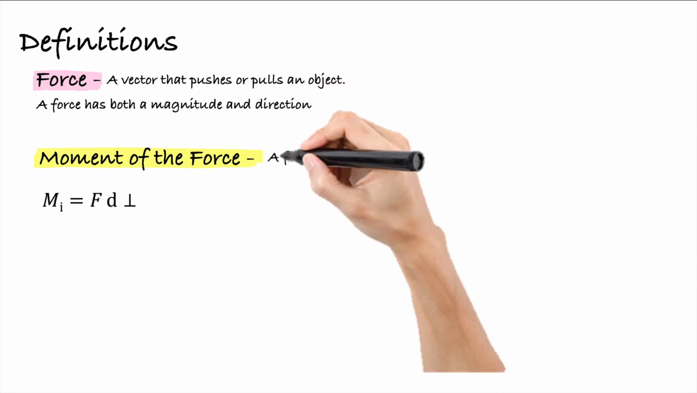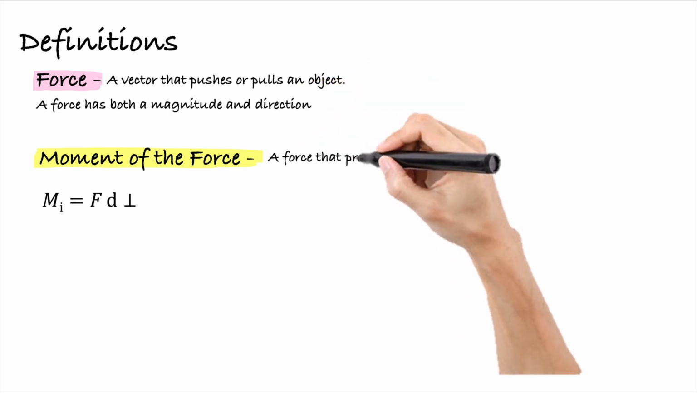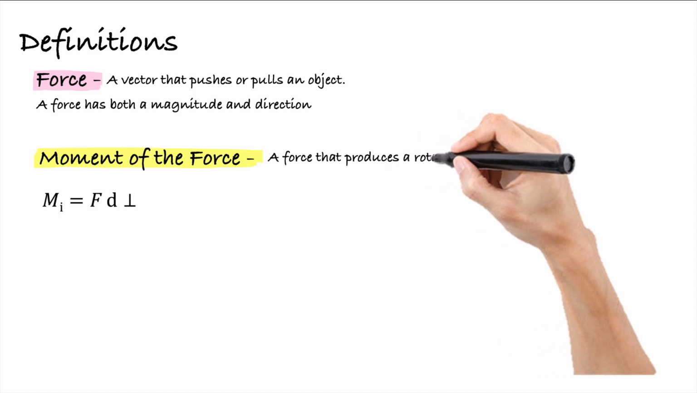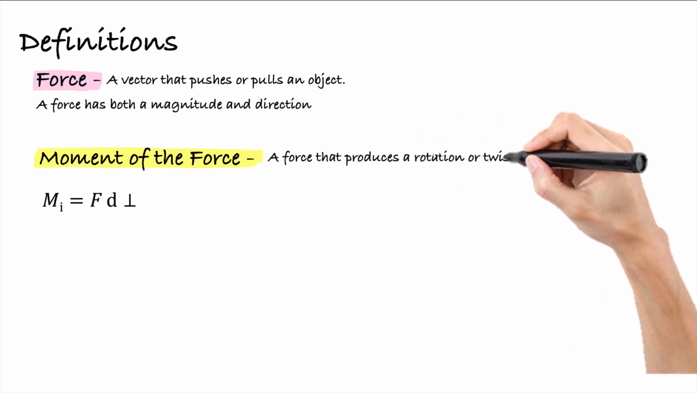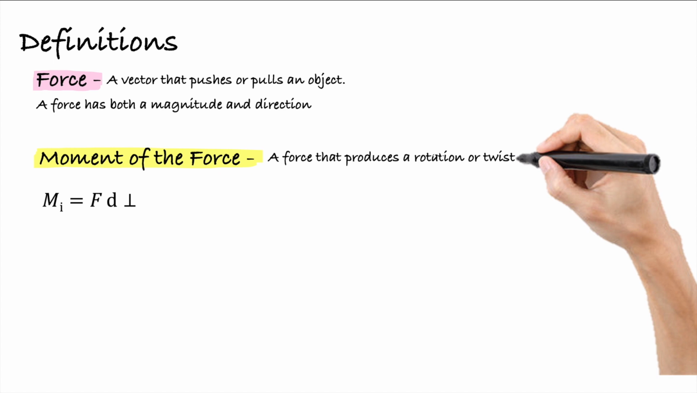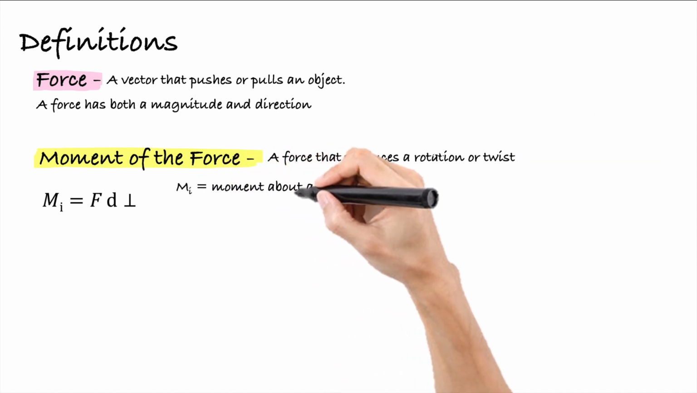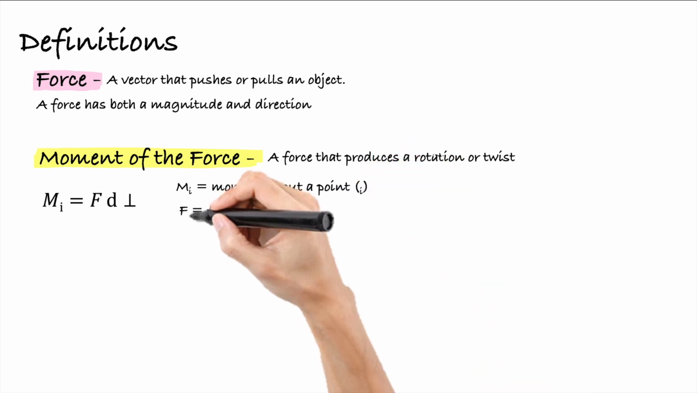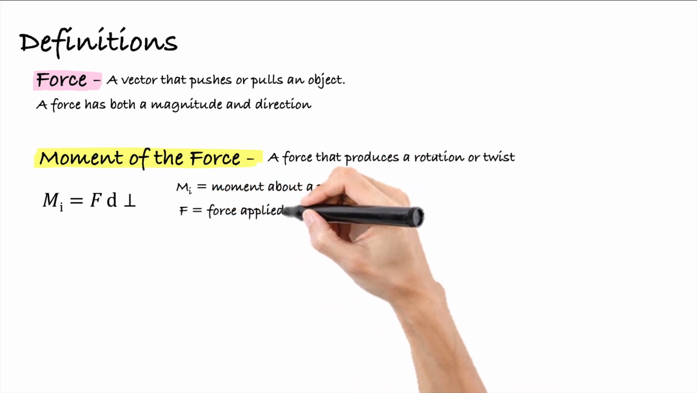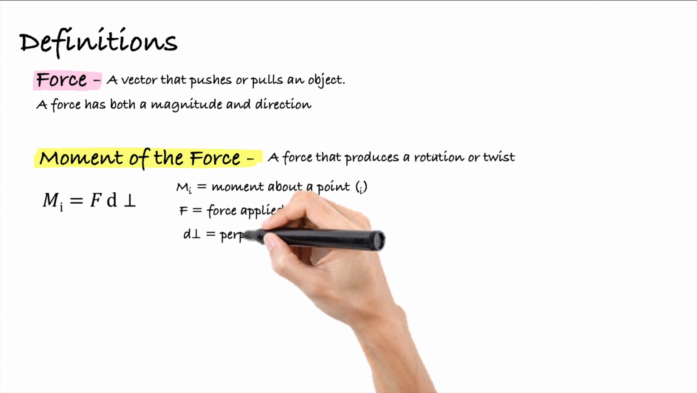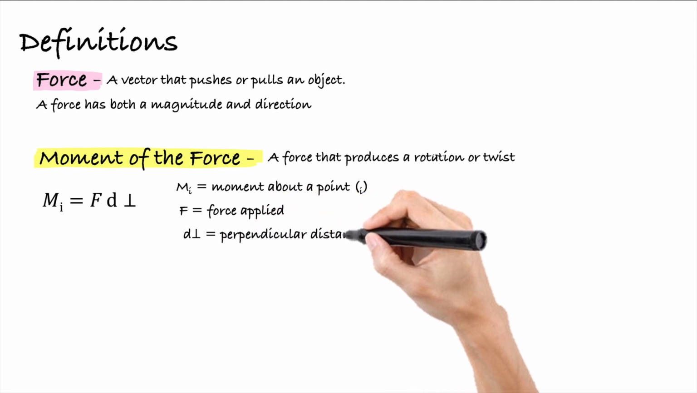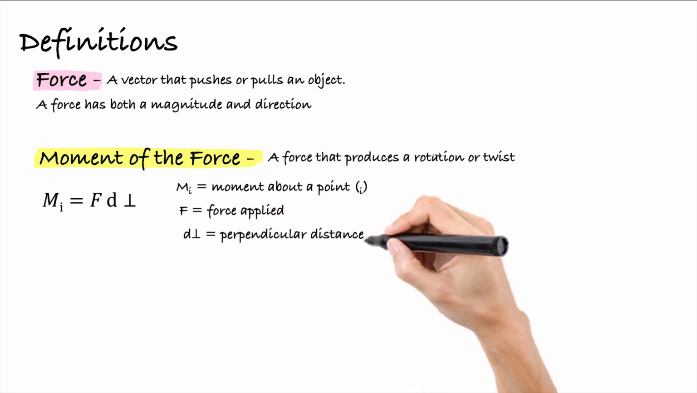A moment of the force is a force that produces a twist or a rotation upon a point. It is defined by the equation M_I equals F times d perpendicular, where M_I is the moment about any reference point, F means the applied force, and d perpendicular stands for the perpendicular distance from I to the line of action of the force. D perpendicular is also described as the moment arm.